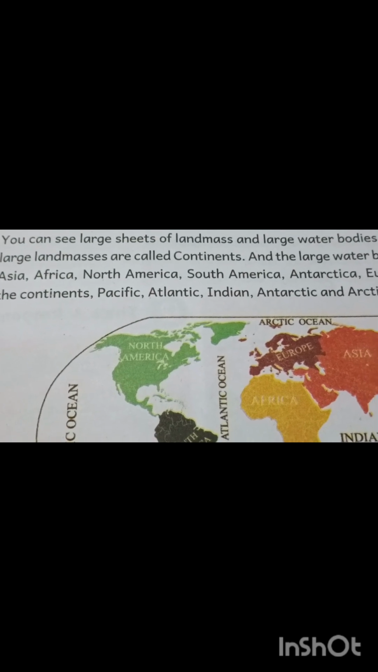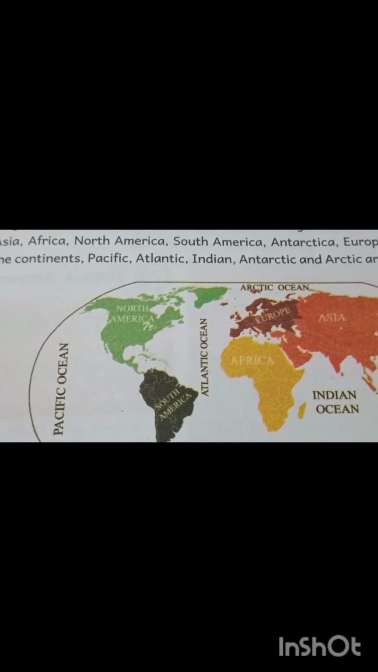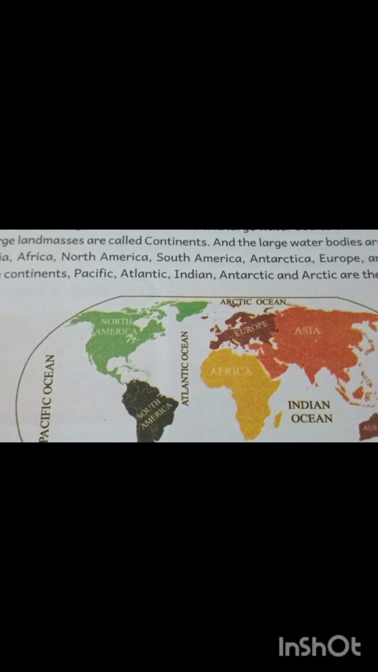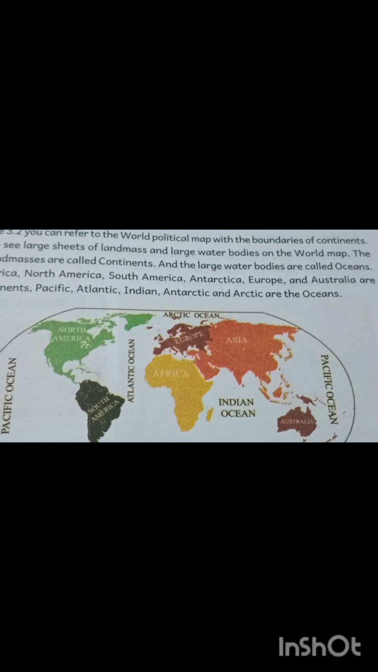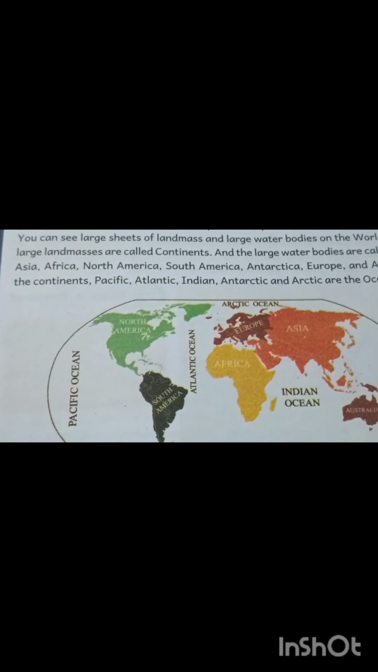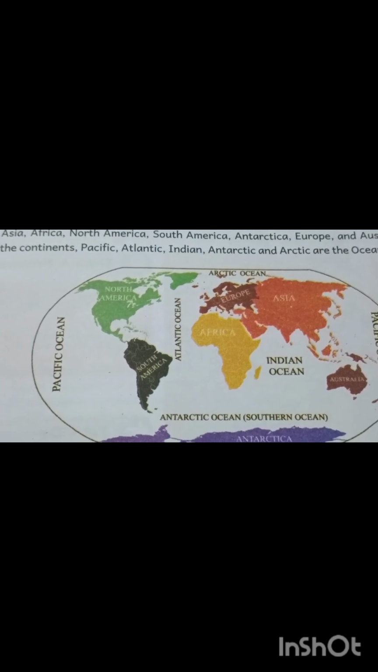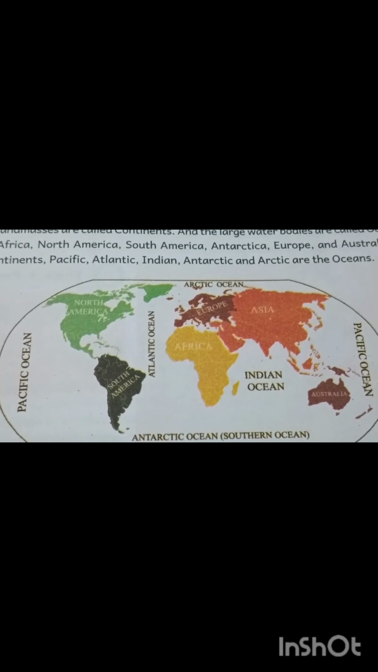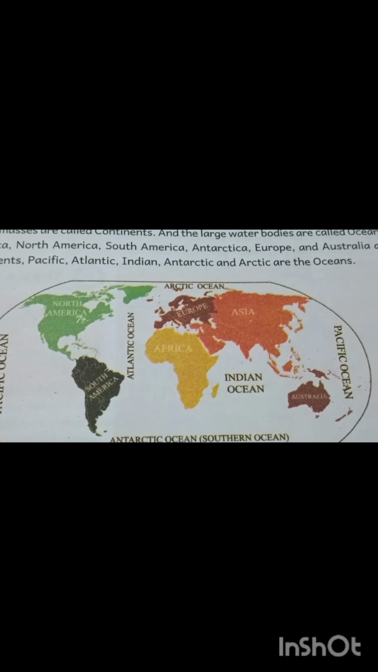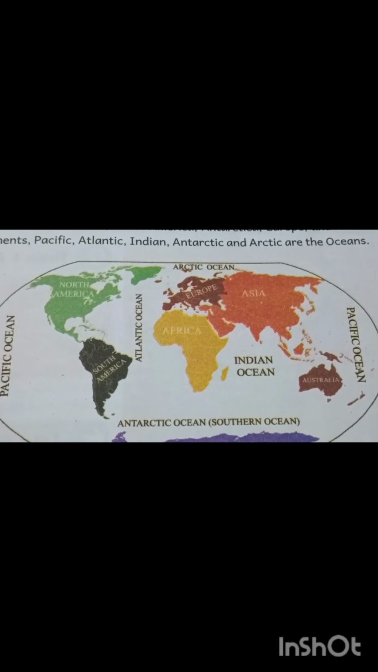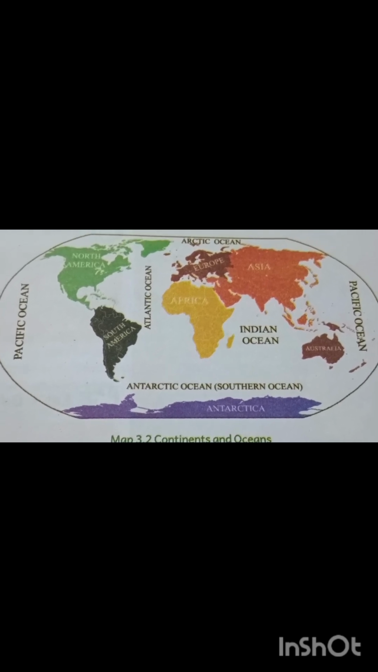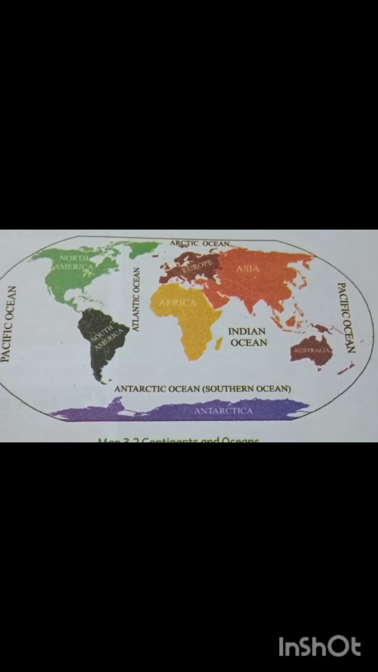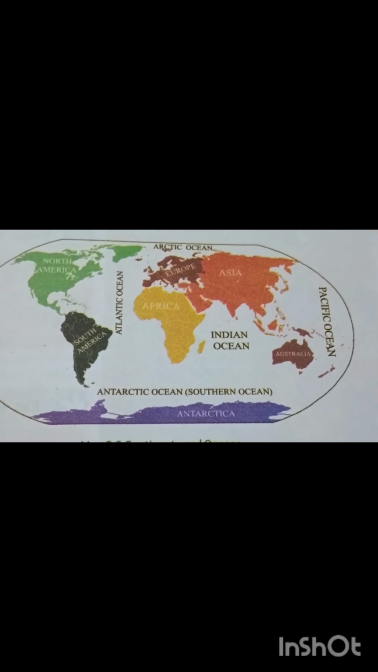Asia, Africa, North America, South America, Antarctica, Europe, and Australia are the continents. Pacific, Atlantic, Indian, Antarctic, and Arctic are the oceans. We can see all of them in the map. So, this is the world political map.